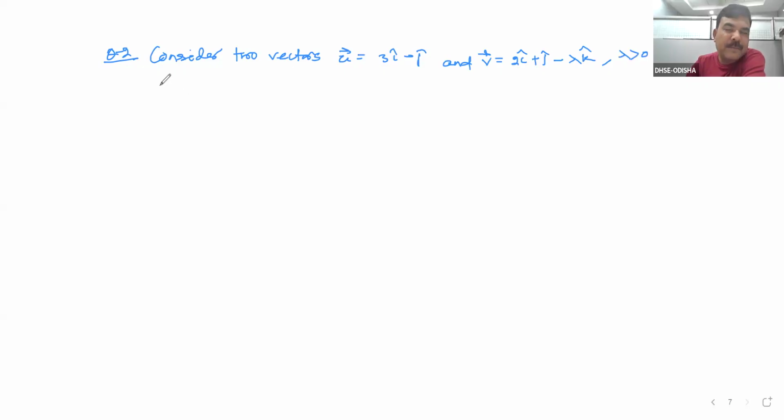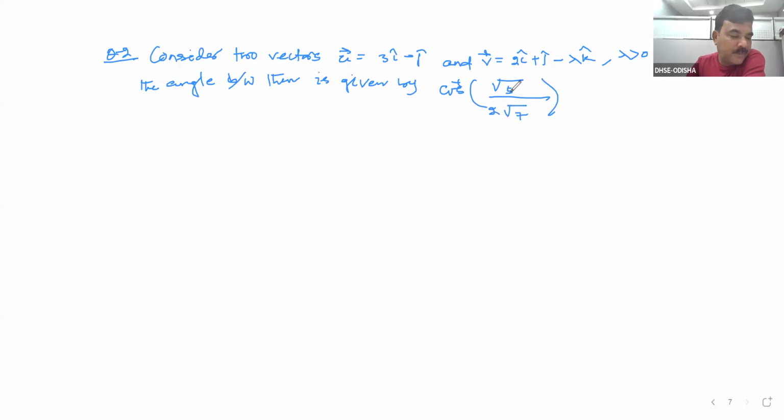The angle between them is given by cos inverse root 5 upon 2 root 7, right? If V is equal to V1 plus V2, where V1 is parallel to U and V2 is perpendicular to U, then find the value of V1 square plus V2 square.